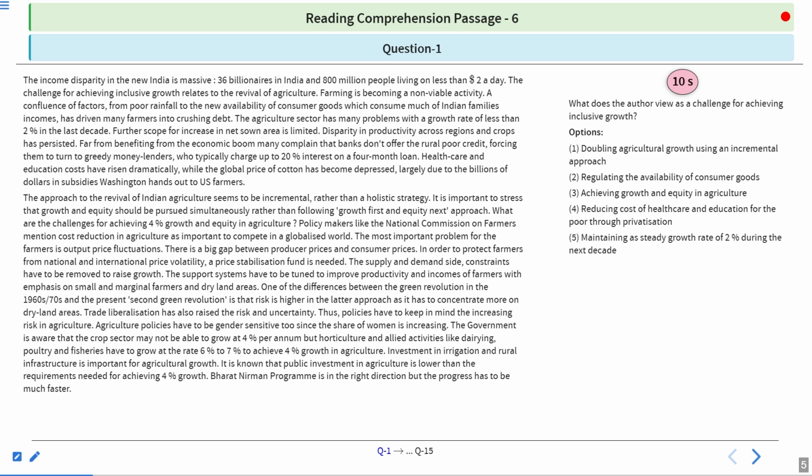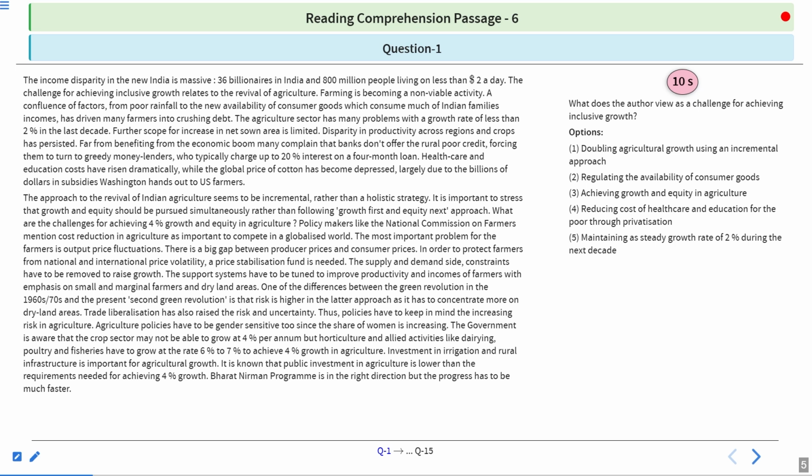The supply and demand side constraints have to be removed to raise growth. The support system has to be tuned to improve productivity and incomes of farmers, with emphasis on small and marginal farmers and dry land areas. One of the differences between the Green Revolution in the 1960s and 70s and the present second Green Revolution is that risk is higher in the later approach, as it has to concentrate more on dry land areas.